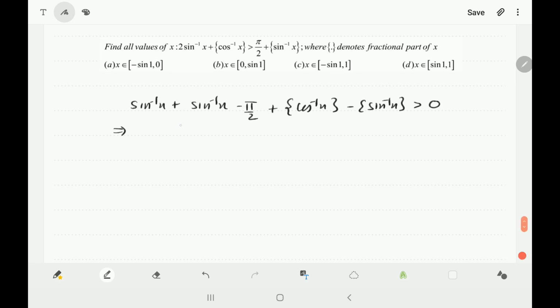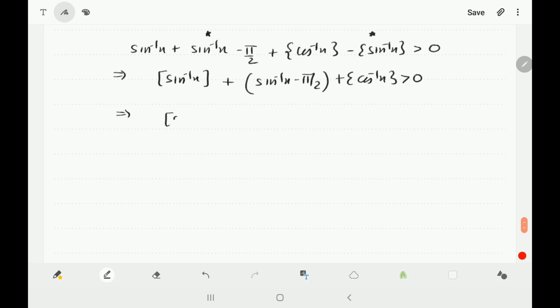Okay, so we already know that sin inverse x minus fractional part of sin inverse x is greatest integer of sin inverse x. Okay, plus we have sin inverse x minus pi by 2, so we can write this term as sin inverse x minus pi by 2 plus fractional part of cos inverse x is greater than 0. Okay, so now I can write this term as greatest integer of sin inverse x minus pi by 2 minus sin inverse x is cos inverse x. So if you take minus common, you will be left with cos inverse x minus fractional part of cos inverse x. Okay, this is greater than 0.